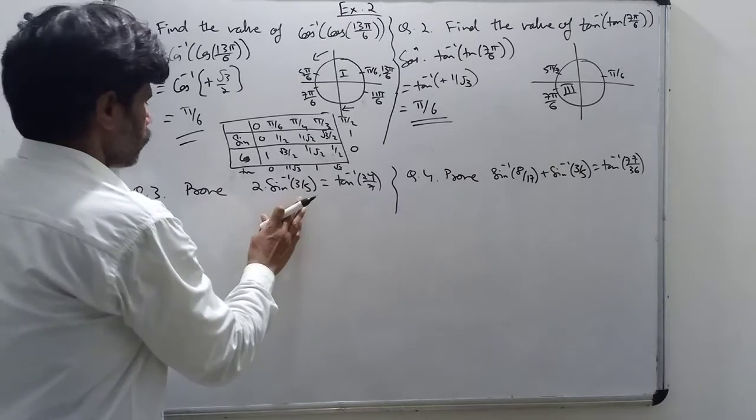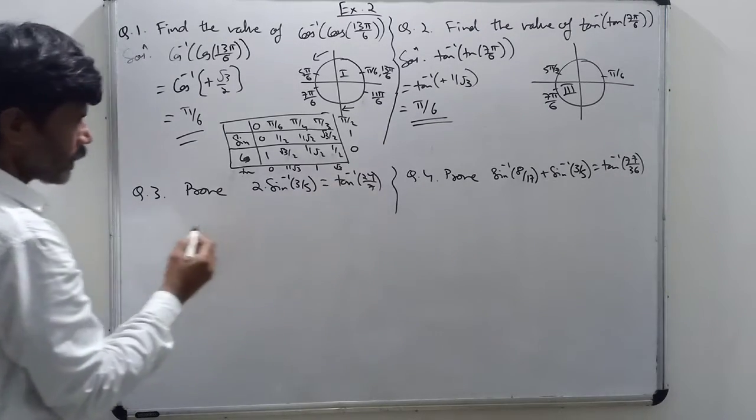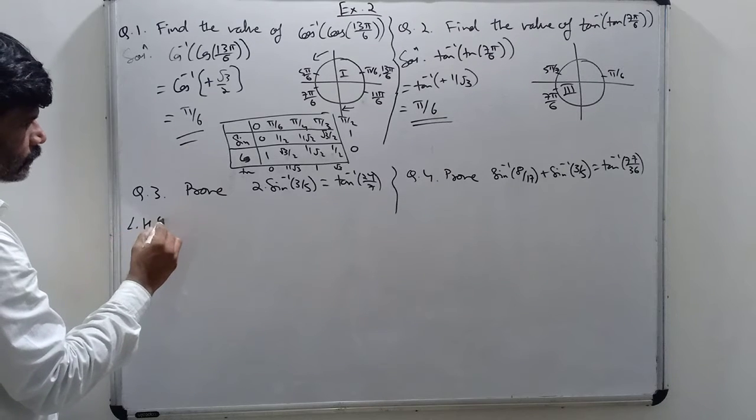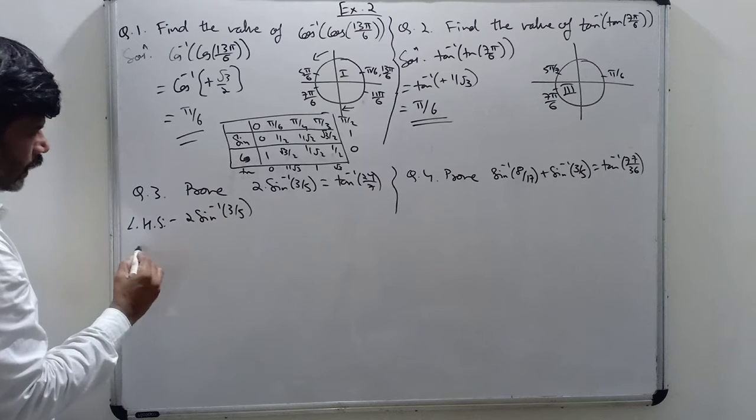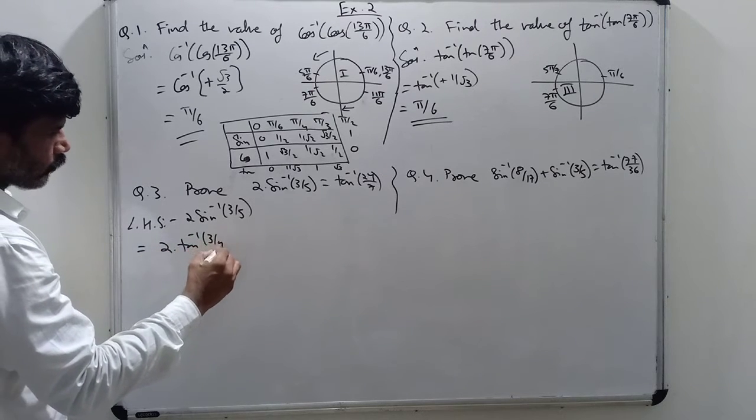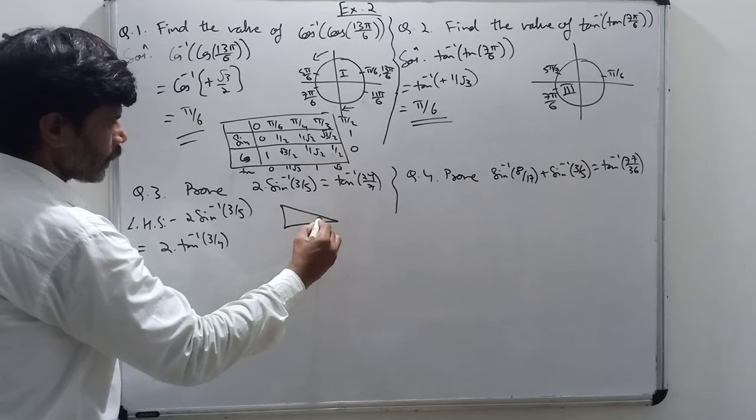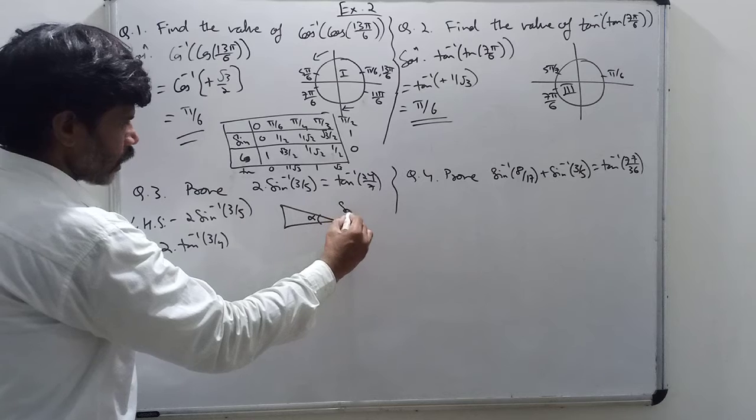Now question number 3. Prove that 2 sin inverse of 3 by 5 is equal to tan inverse of 24 by 7. So I am starting with the LHS: 2 sin inverse of 3 by 5. This I am writing as 2 times tan inverse of 3 by 4. Why? You see, make a right angle triangle, let the angle be alpha. So sin inverse of 3 by 5 is equal to alpha, we are assuming.